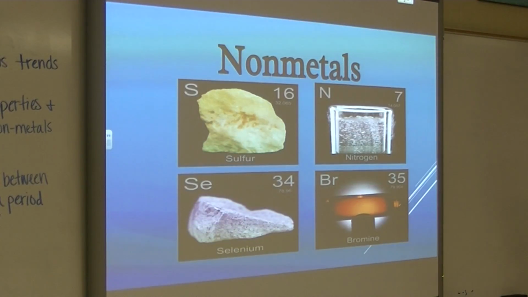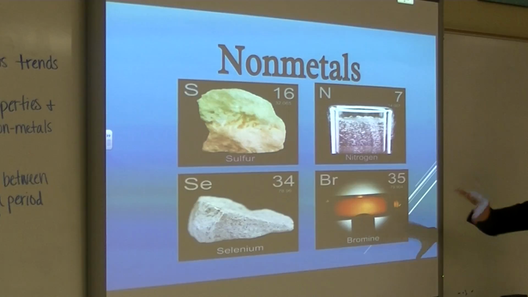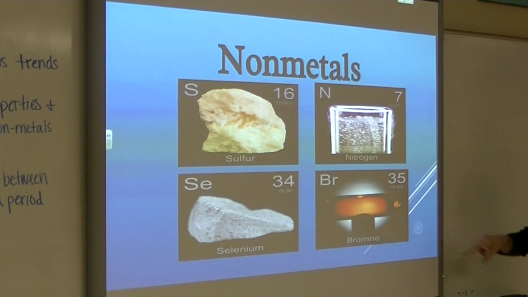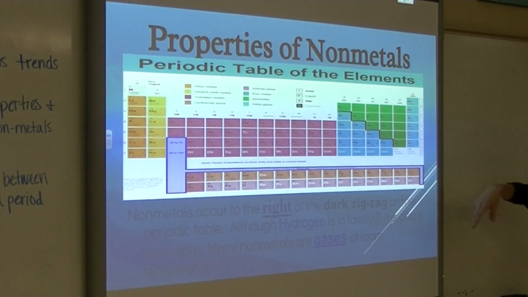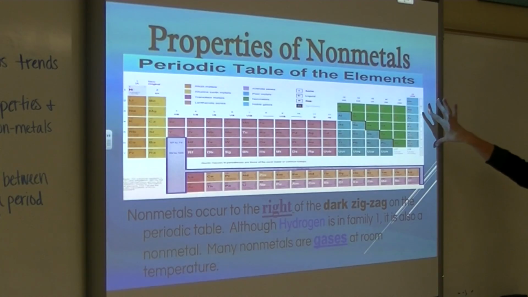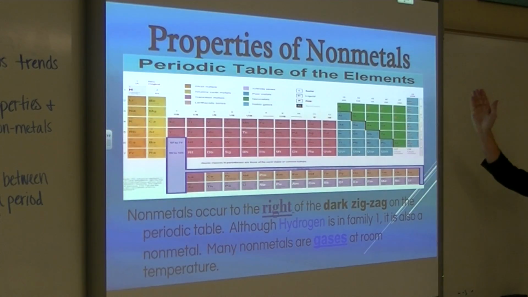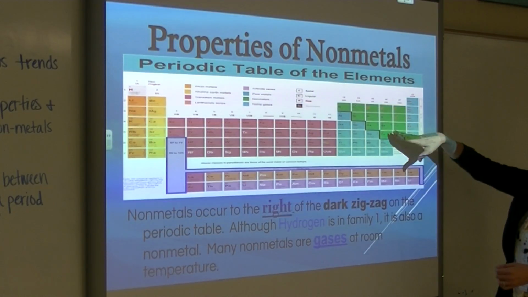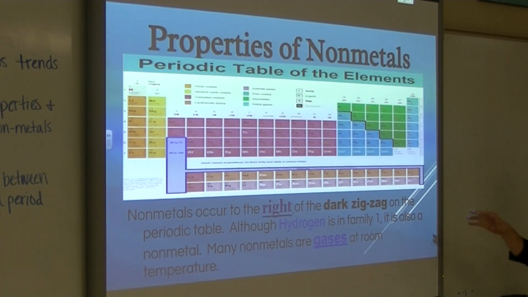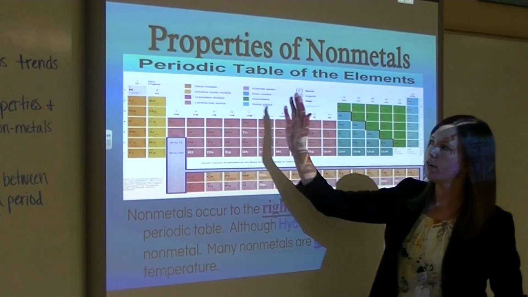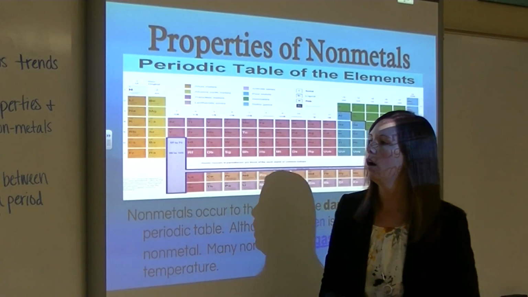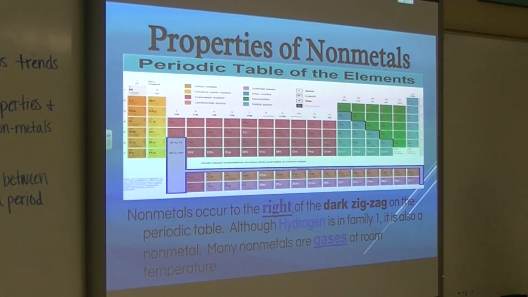Okay, so let's talk about nonmetals now. These are just some examples: sulfur, nitrogen, selenium, bromine. They are found on the right side of the periodic table, on the other side of your metalloids along that zigzag. The only one way over in group number 1 is hydrogen. So hydrogen is a nonmetal.